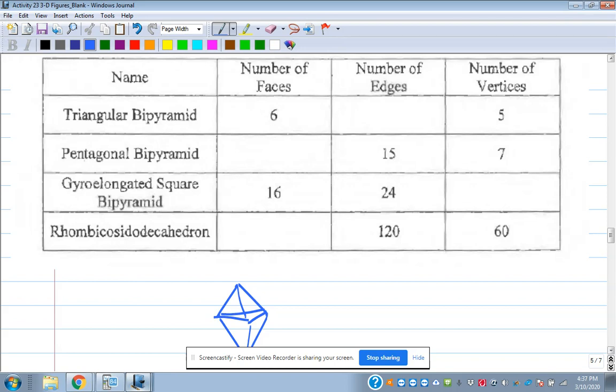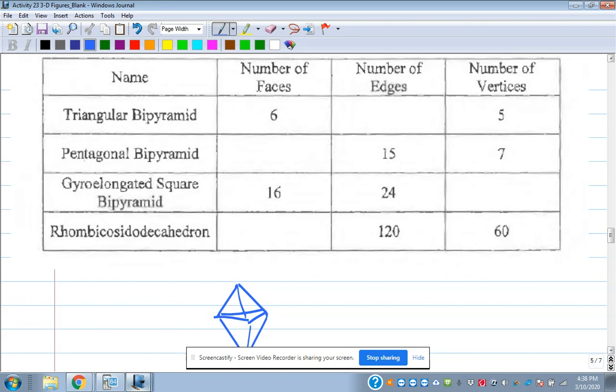So triangular bipyramid. The bipyramid part is the part that sandwiches it together, but it's empty on the inside. Okay, so keep that in mind. So triangular bipyramid has 6 faces because there's 3 up top, 3 down the bottom. There's no face on the inside because it doesn't have anything in there. Okay, how many edges does that have?